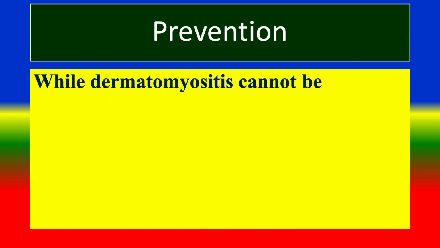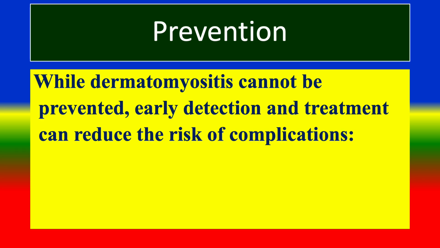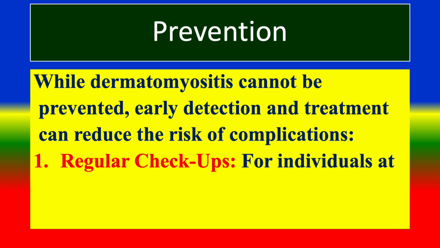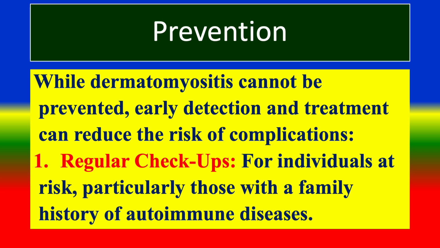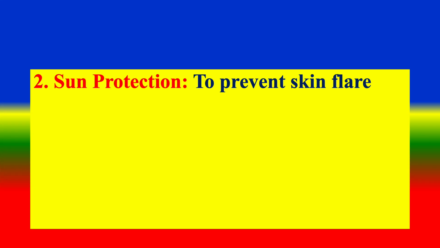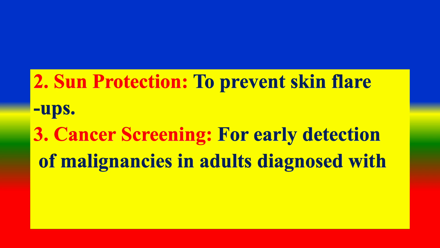Prevention. While dermatomyositis cannot be prevented, early detection and treatment can reduce the risk of complications. 1. Regular checkups for individuals at risk, particularly those with a family history of autoimmune diseases. 2. Sun protection to prevent skin flare-ups. 3. Cancer screening for early detection of malignancies in adults diagnosed with dermatomyositis.